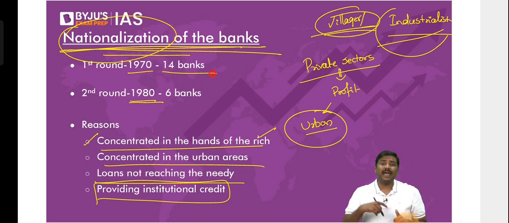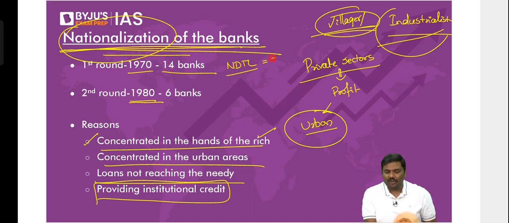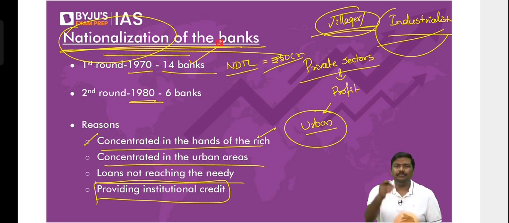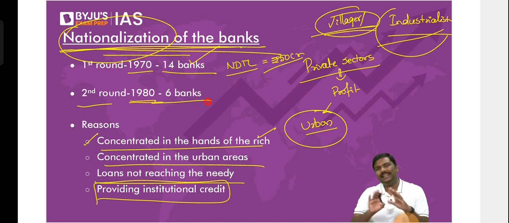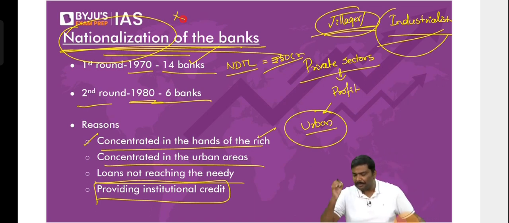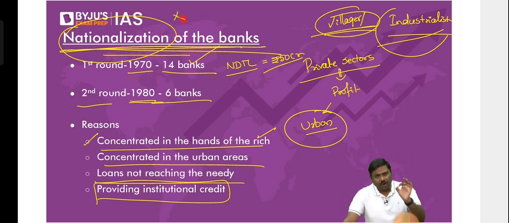Two rounds of nationalization have been done. In the first round, 14 banks: we identified those banks which had NDTL of more than 50 crore rupees. 14 banks were there, and we nationalized them. In the second round, 6 more banks were nationalized. Now please understand, post 1991, we have not nationalized any bank. I will repeat the statement: post 1991, we have not nationalized any bank.